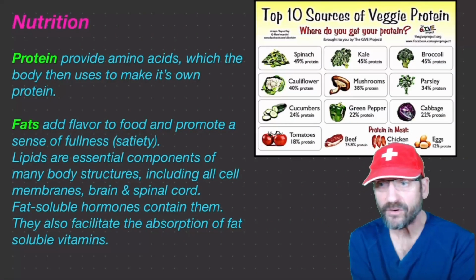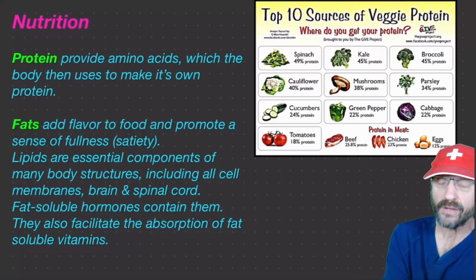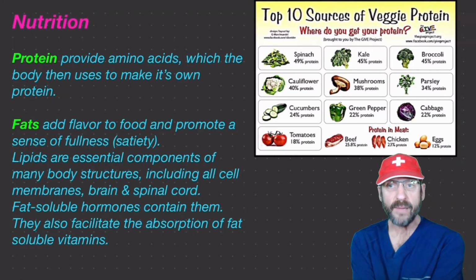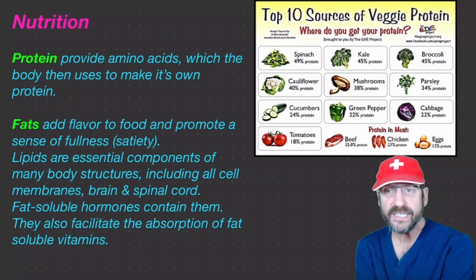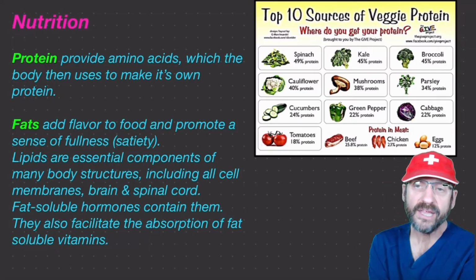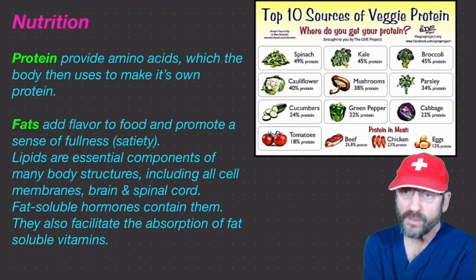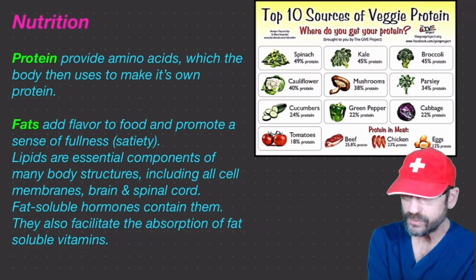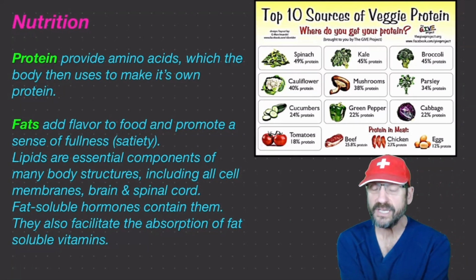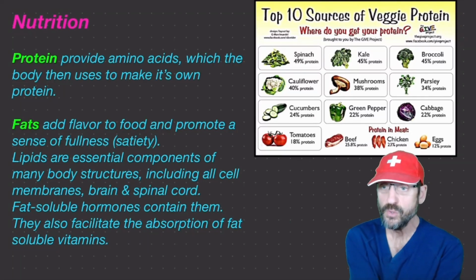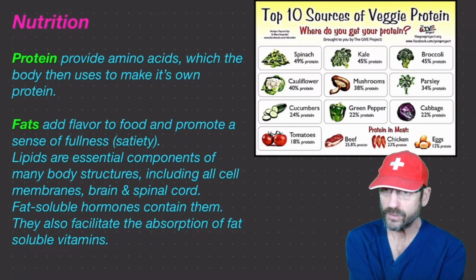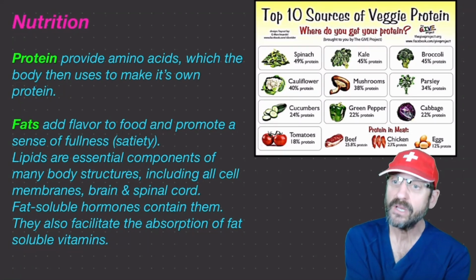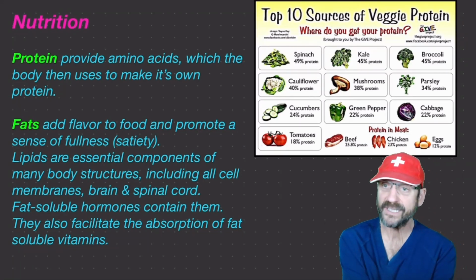Protein is another macromolecule that we eat, that we need to bring into the body. And protein provides amino acids, which then give the body the building blocks to make its own protein. So we can't eat protein from animals and then just use the proteins like the albumin that we eat. We break it down to the building blocks and then we use those building blocks, those amino acids, to make the new proteins in our body.